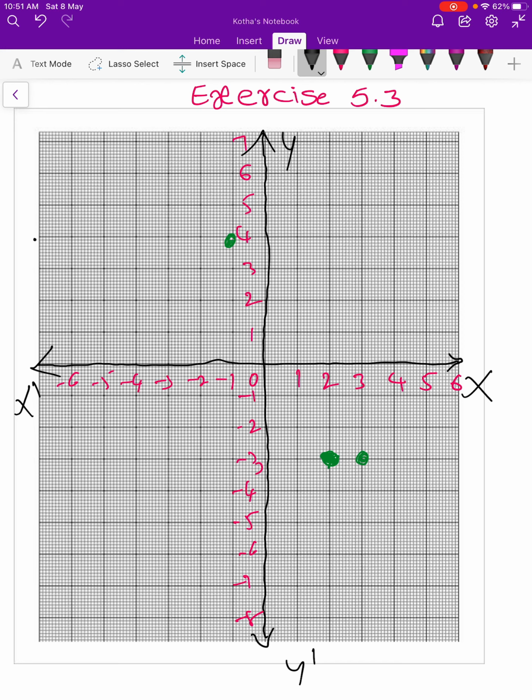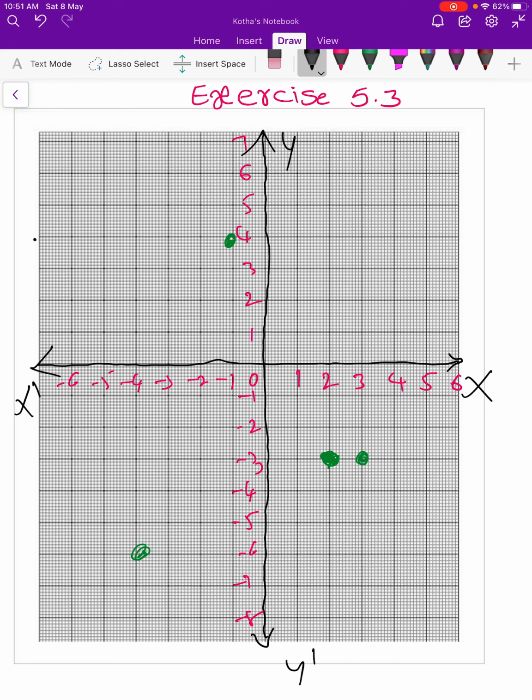Next question we have -4, -6. -4 on the x-axis, -6 on the y-axis. These two lines touch each other at this point, so that point is -4, -6.